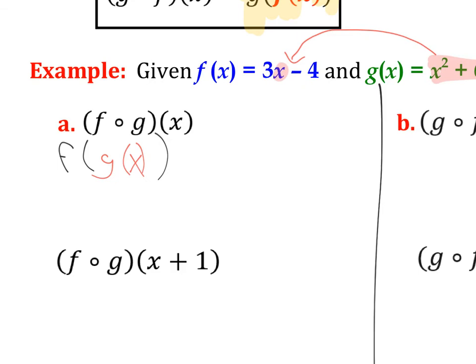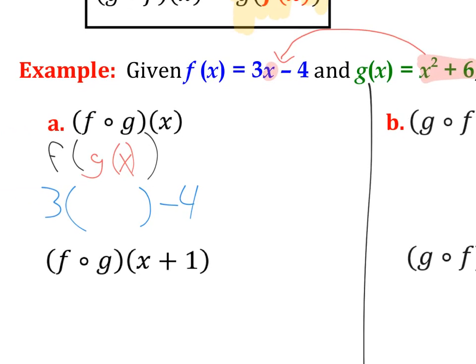Algebraically, what does that look like? Well, the f of x function is saying you take 3 times whatever our input is, and you take away 4. In this case, our input was the g function, and that was x squared plus 6. Yeah. X squared plus 6.